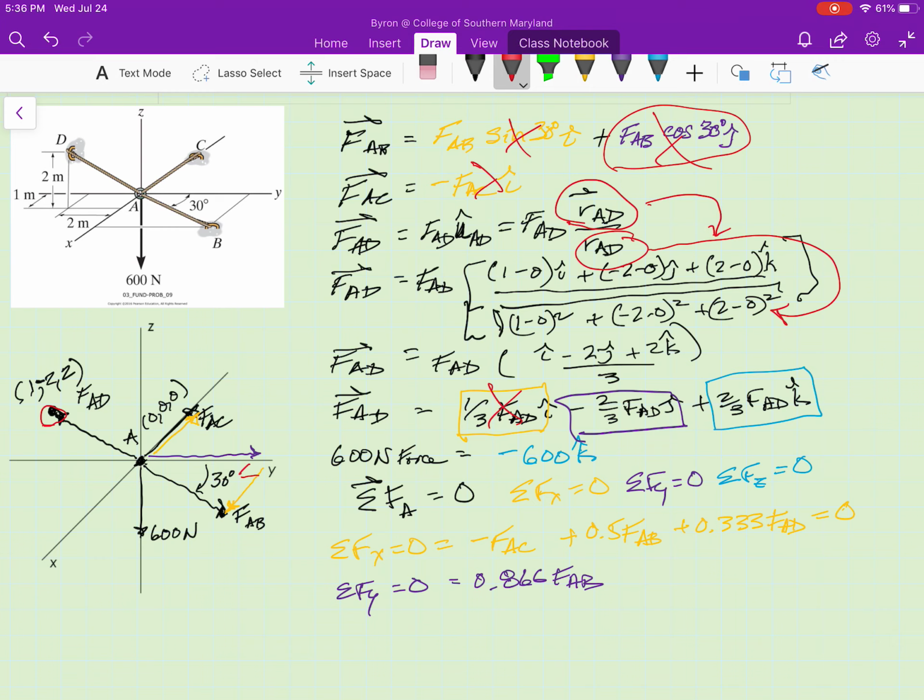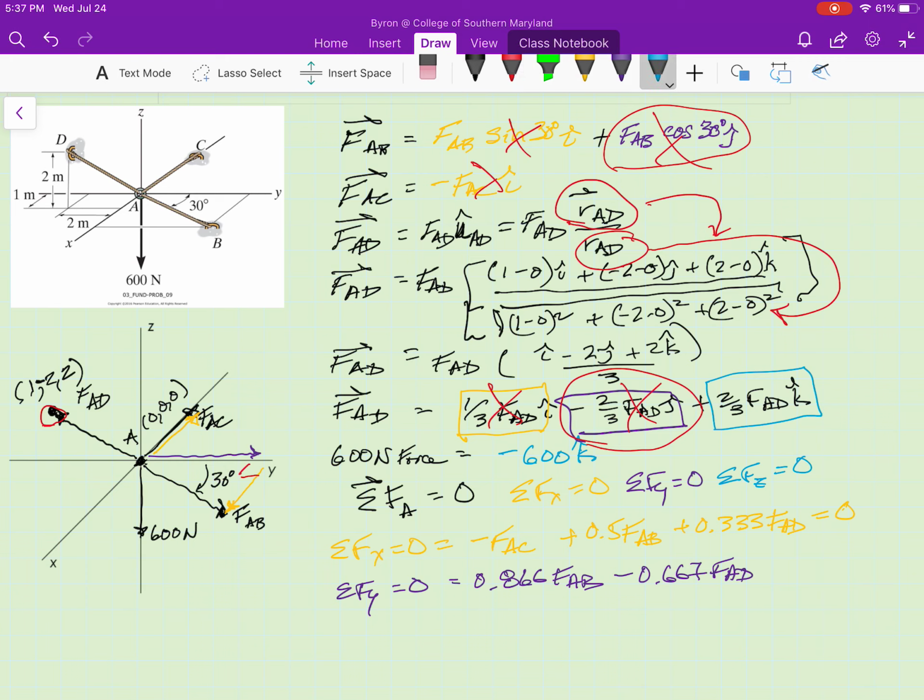And the only other component in the y or j direction is the minus 2/3 FAD here. So I'll pick that one up, and I need to be careful not to miss the minus sign there. And I'm going to write that in decimal, 0.667 FAD. Okay, so I've taken care of that one.